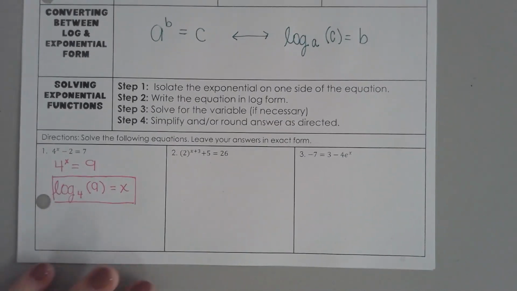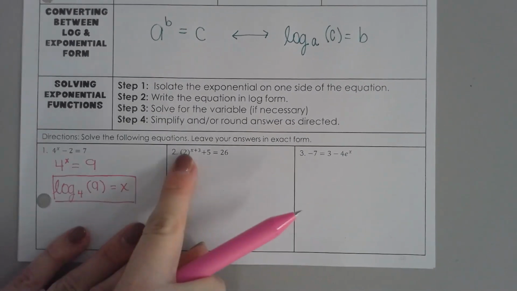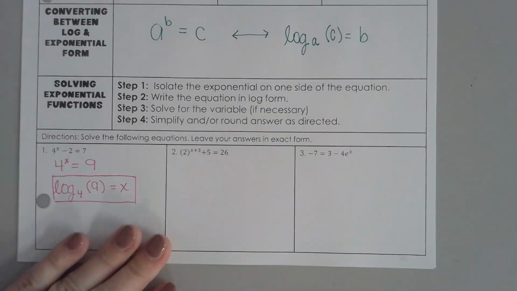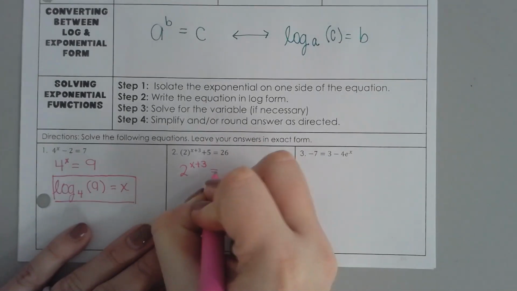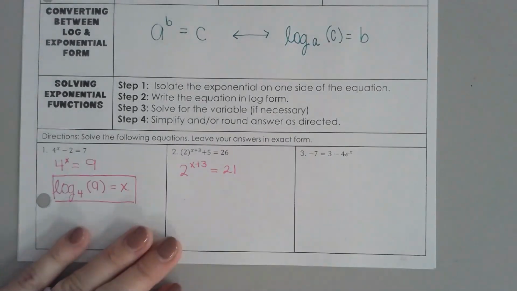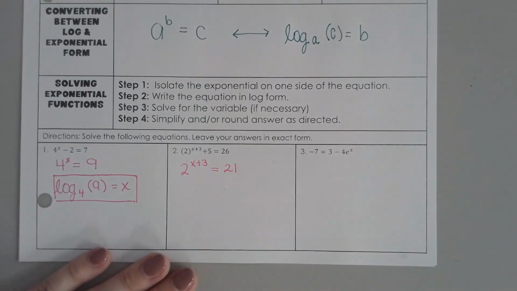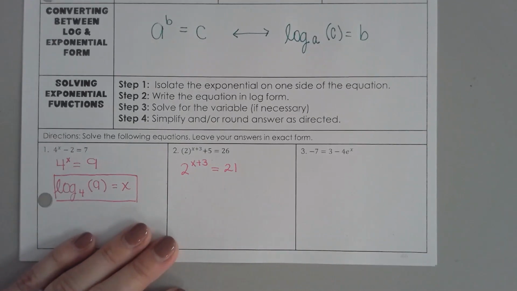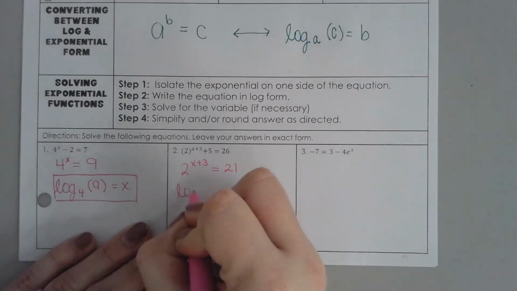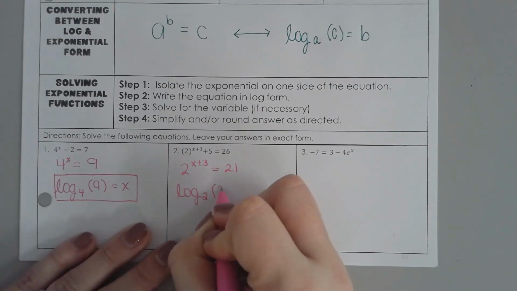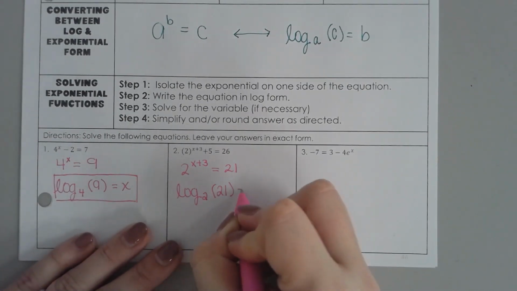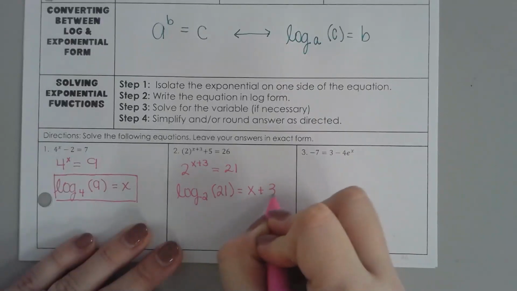So number 2, let's get this 2 to the x plus 3 by itself by subtracting 5. And then I can write it as log base 2 of 21 equals x plus 3.